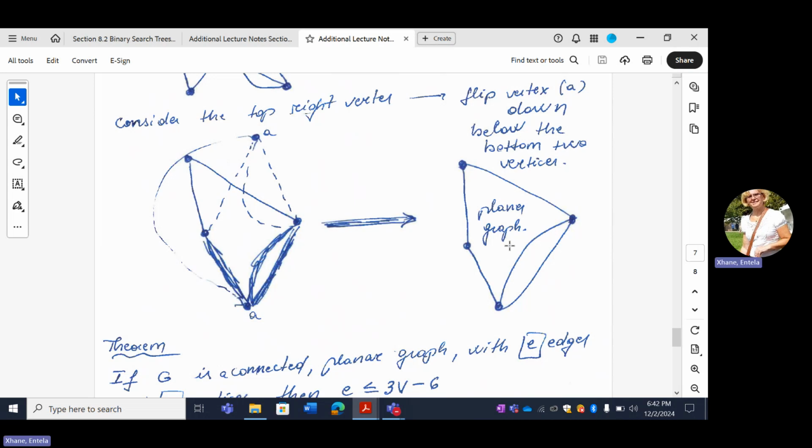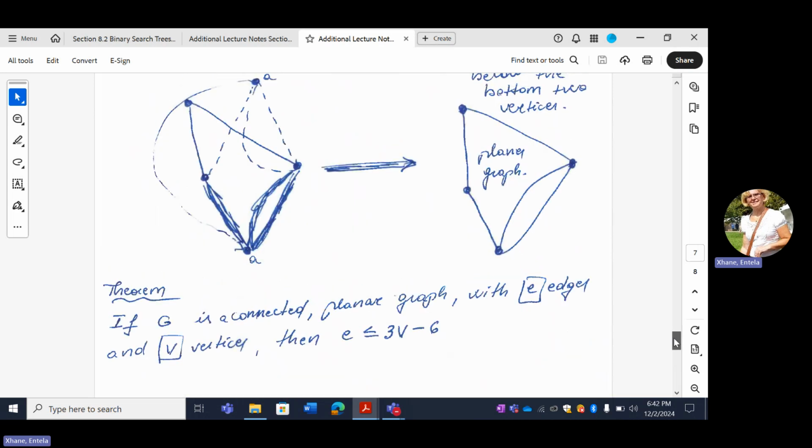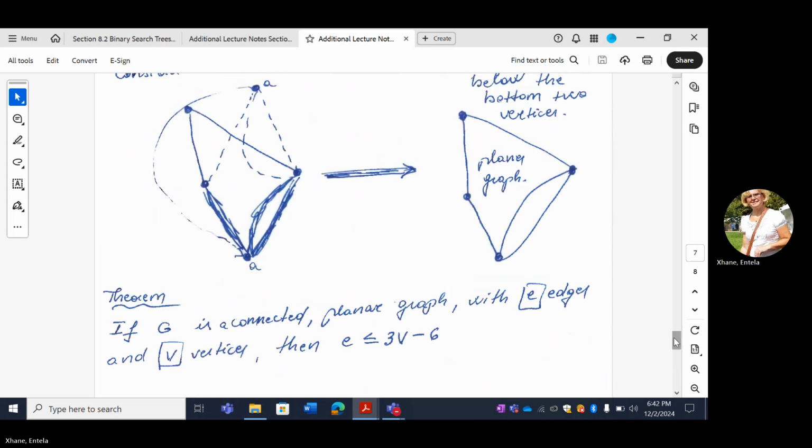If I successfully do this, which I did for this graph, this new graph is going to be called a planar graph. And it is a connected graph. A connected graph that is in the category of planar graph, with V being the vertices and E being the edges, satisfies this condition: E, the number of edges, is less than or equal to 3 times the number of vertices minus 6. So if this condition is satisfied, the graph is planar, otherwise it's not.